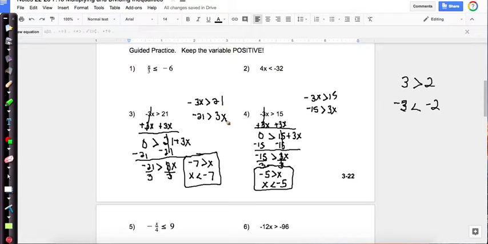I moved it over, became its opposite. I moved this over here, became its opposite. Move this over here, became its opposite. Move this over here, became its opposite. So you can avoid all these steps if you can remember to make the variable positive by moving it to the right and move the number to the left and make it its opposite.